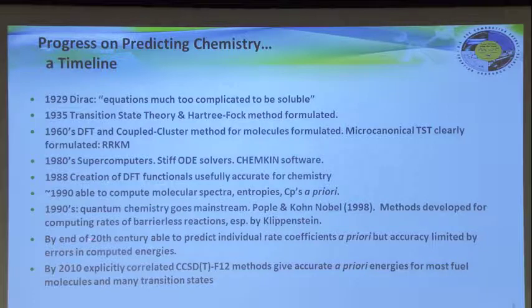So by the end of the 20th century, we could predict the individual rate coefficients a priori pretty well. And the accuracy was limited primarily by errors in the computed energetics, and most importantly, the barrier heights. So although we could compute the vibrational frequencies, the A factors, the entropies, the heat capacities, our H's weren't that great, and our barrier heights were really terrible. And that was almost always the error.